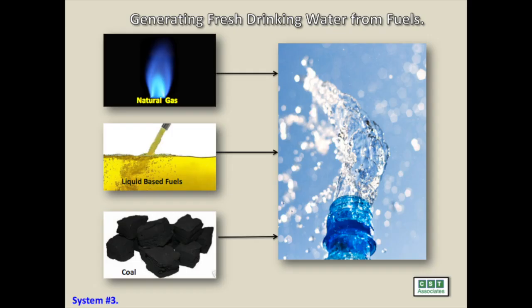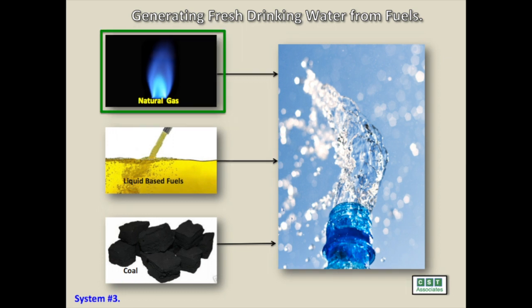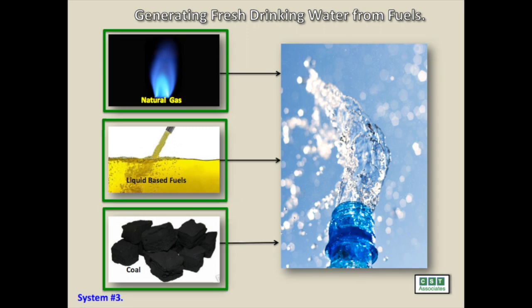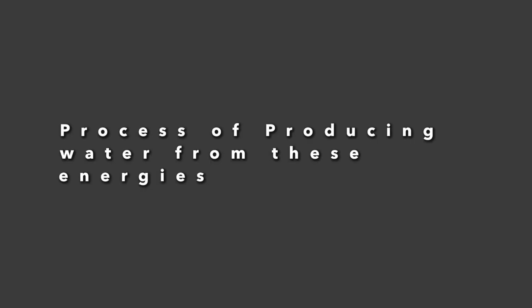The third system is generating water from three basic fuels. The first is natural gases, like CNG or LNG. The second one is liquid-based fuels like diesel, waste oil, HFO, LDO, kerosene, or any fuel which has some calorific value. Even diesel from waste plastics is capable of generating water from ambient air. And the third one is coal, which can be natural coal, lignite or biocoal.